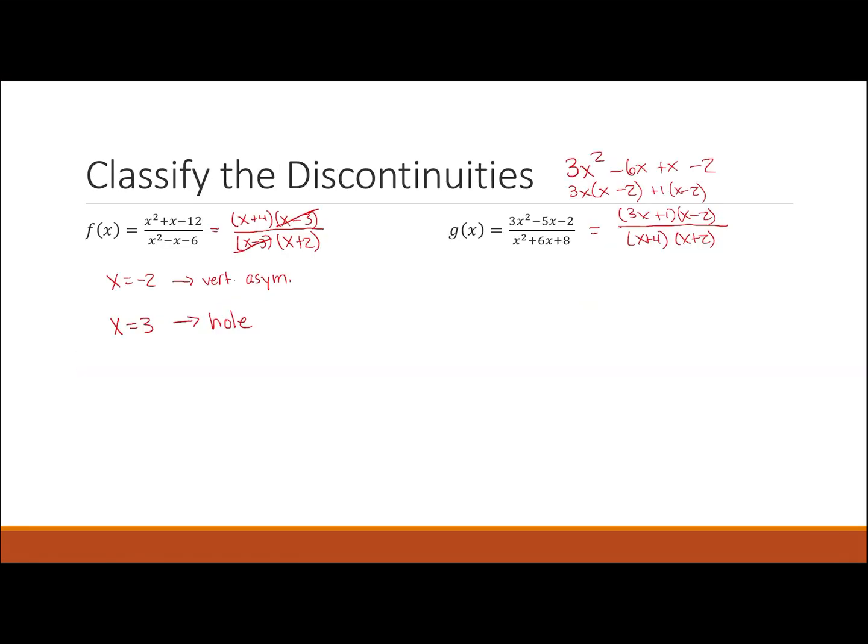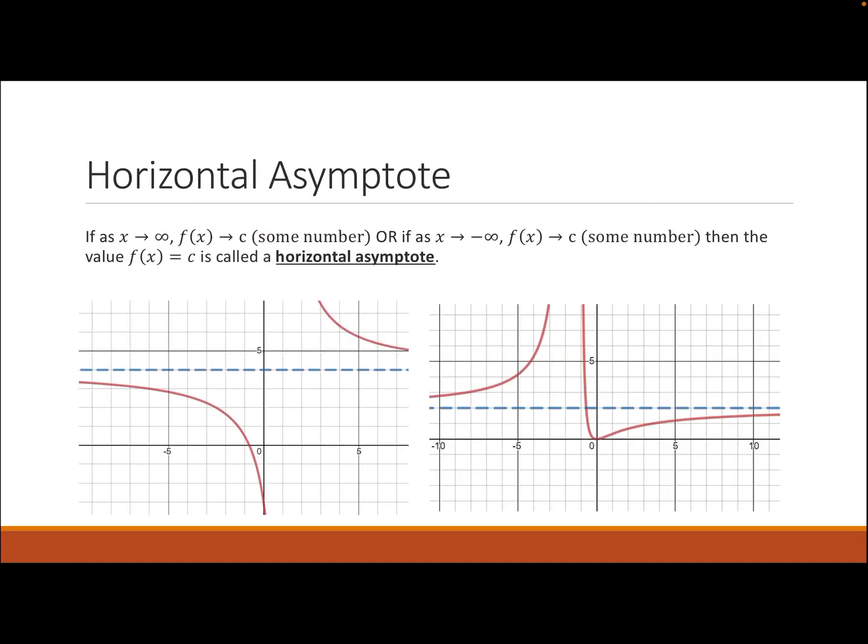Oh, let's go back a slide for a moment. Let's see. So we get x equals -4. That is a vertical asymptote because it can't be factored. And x equals -2 is also a vertical asymptote because it also cannot be factored out. So nothing in the numerator cancels. The -2 and the +2 cannot cancel out. So in the case of g of x, 2 vertical asymptotes.